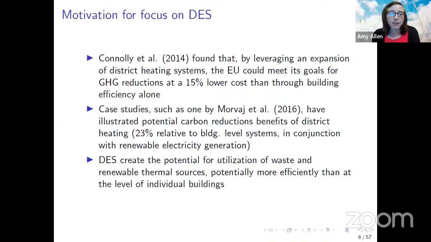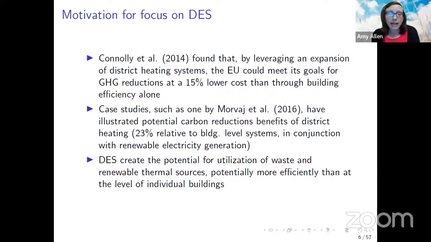And the scale of district thermal energy systems also creates the potential for more cost-effective utilization of waste heat and renewable thermal sources due to the synergistic ability of buildings to offset each other's loads, and also the presence of a concentrated load in a given location.